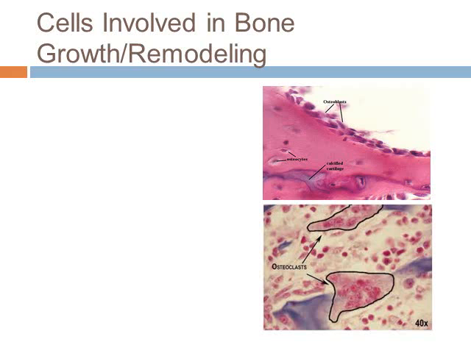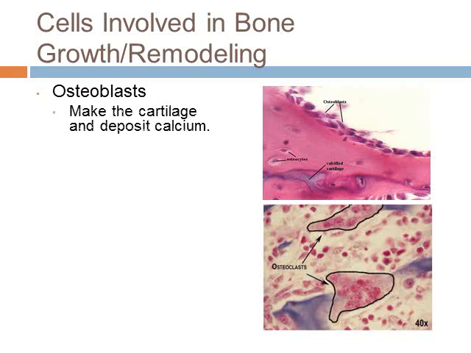Now, in bone growth, there's 3 kinds of bone cells that you need to be aware of. The first of these are called osteoblasts. Osteoblasts are going to make the cartilage deposit calcium. They're basically the bone-forming cells.